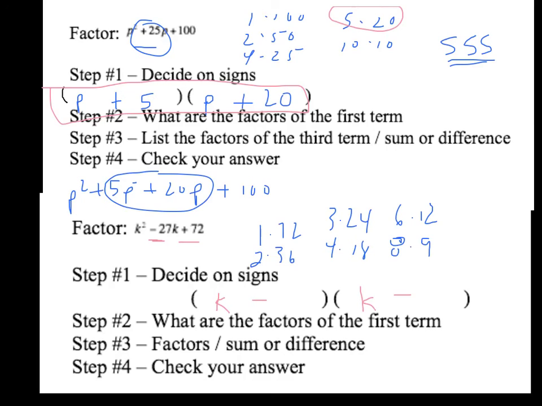So we're looking for, again, these are same signs, so we're looking for a sum of 27. So just take a quick peruse through, and again, I think we find it pretty quickly. 24 and 3. So 24 and 3 are our winners, and it doesn't matter who goes first because they're both the same signs. And check your answer by foiling, and you're good to go. All right.